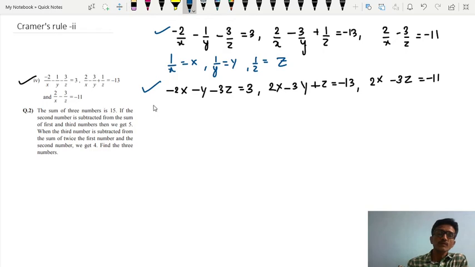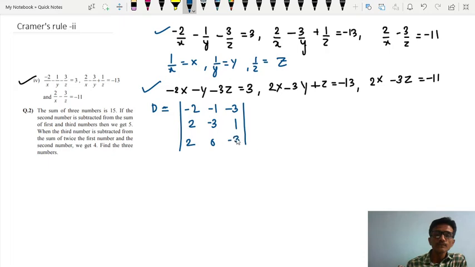So first of all, we'll find D. D is the determinant of the coefficients of capital X, Y, Z: minus 2, minus 1, minus 3; 2, minus 3, 1; and 2, 0, minus 3. Expand this determinant. What is the expansion? Minus 2 into 9 minus 0, it is 9.